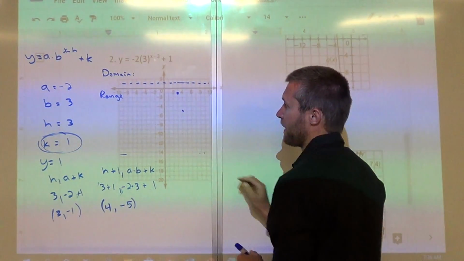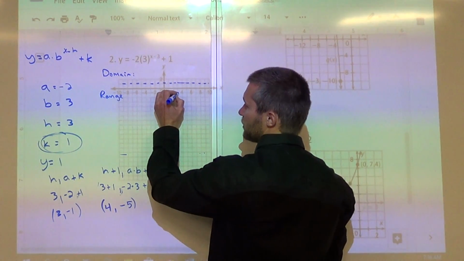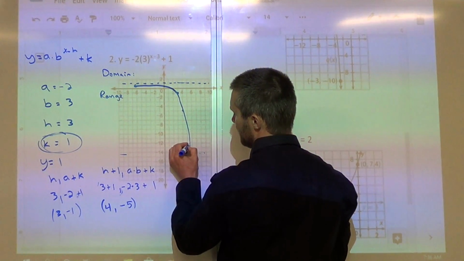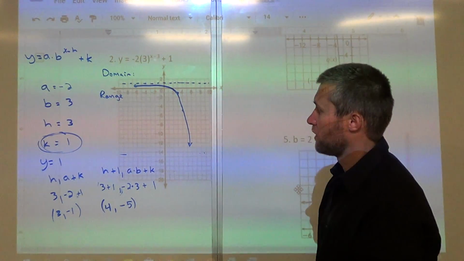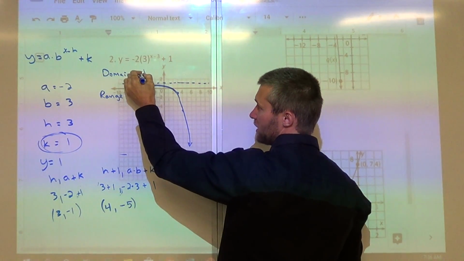So then again, my first point that we come up with is the one that's always going to be at my asymptote, and then it will extend from there. So again, my domain is all real numbers. This won't change throughout.